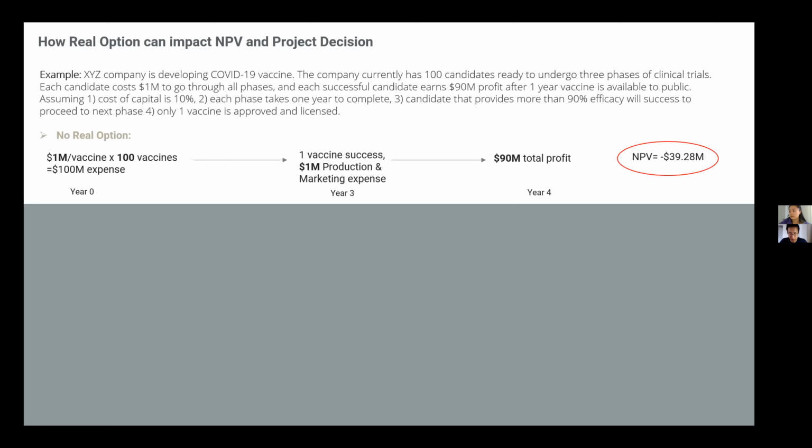For a product without a real option, the whole research cost will happen at the beginning of the product as a sunk cost, which is $100 million: 1 million costs per vaccine times 100 vaccines. That will produce a negative NPV of 39.28 million. By purely looking at the NPV value and considering it as the only rule for product decision making, the decision will be not to invest in this product.